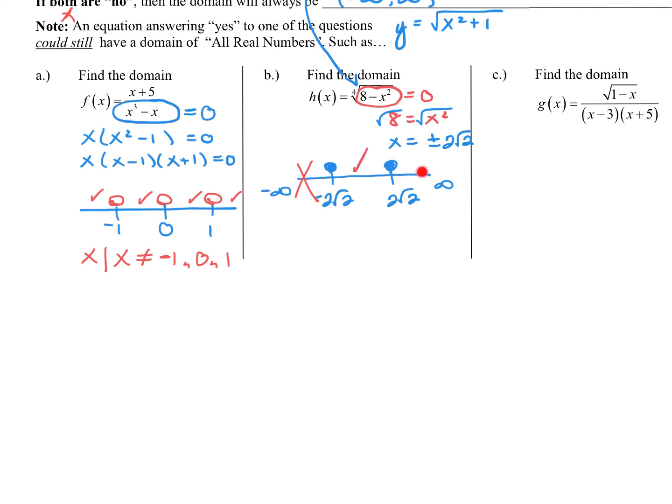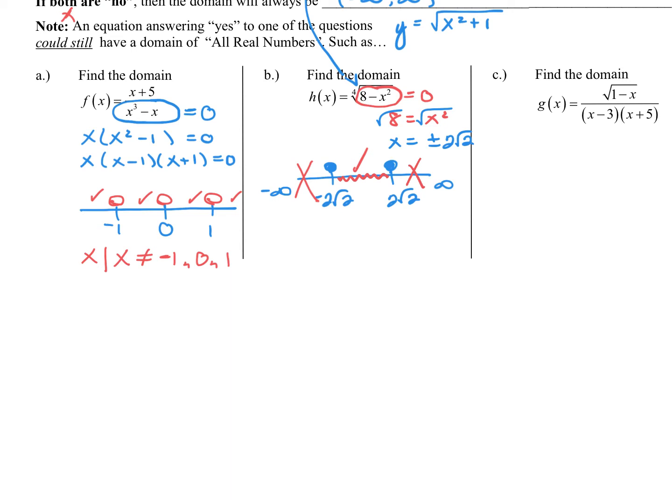Now we're going to test here. Again, 2 radical 2 is about the square root of 8, so we can test 3, because that's going to be something just a little bit past it. Again, 8 minus 9 is something negative. I cannot have a negative radicand, so I throw this out. That means that my final answer is just this interval right here.